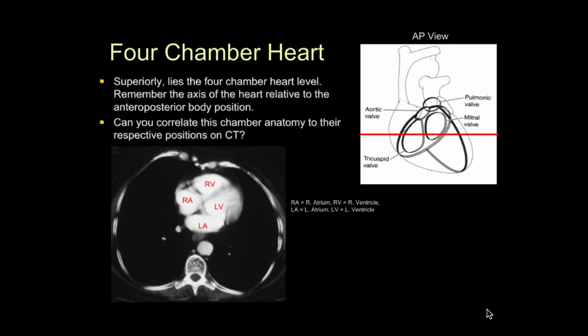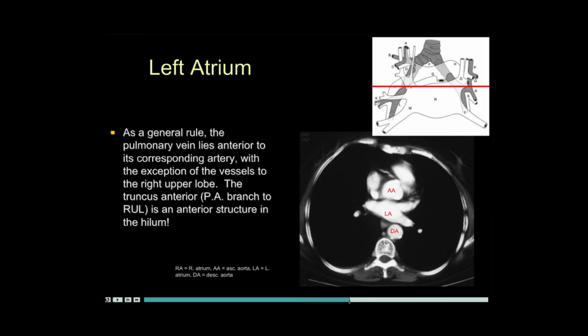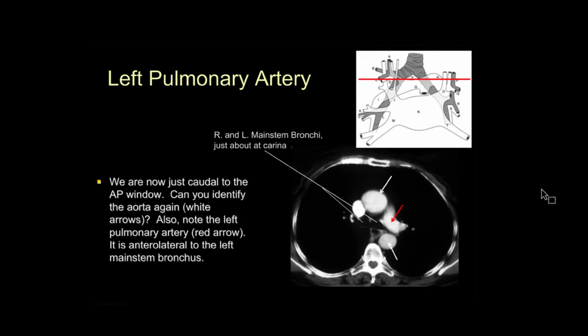Basically, the next slide was a four-chamber heart, and so superiorly there is a four-chamber heart level, and here's your right atrium, right ventricle, and left atrium. And here is your left atrium, descending aorta, and here's a view of your left pulmonary artery.